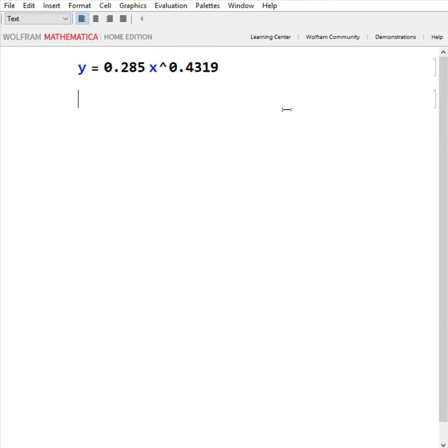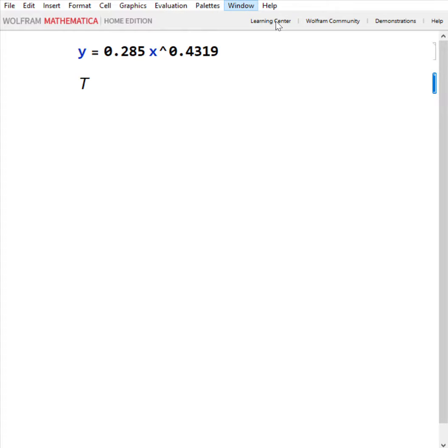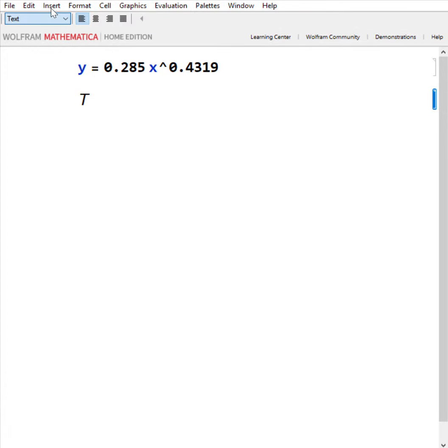Let me set up a text cell here. Try that again. There we go. Window, not magnification. I want toolbar. Format. Oh, it's already there. I had it from earlier. Bear with me. Okay, here we go.